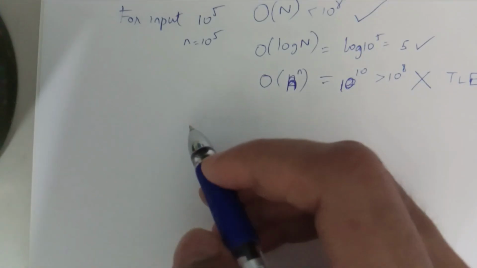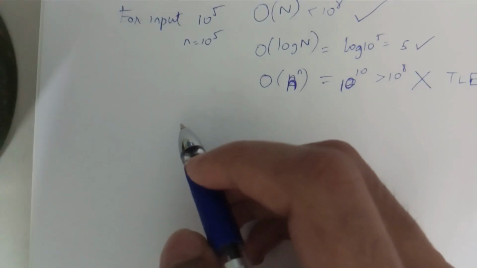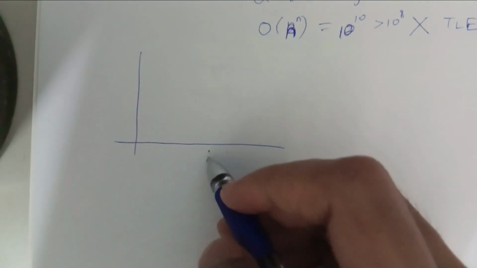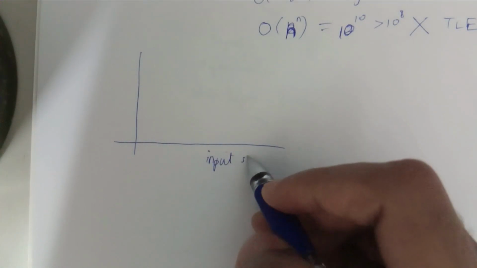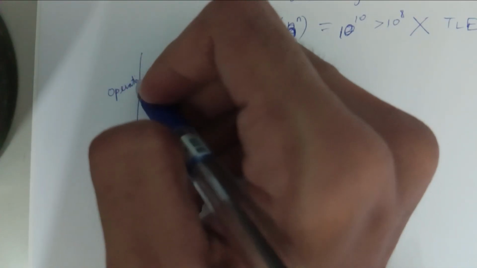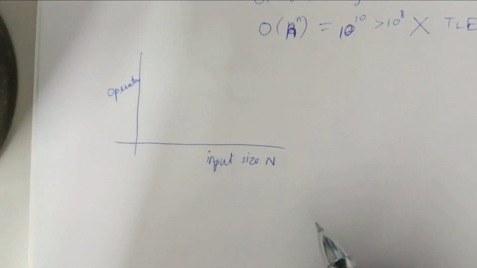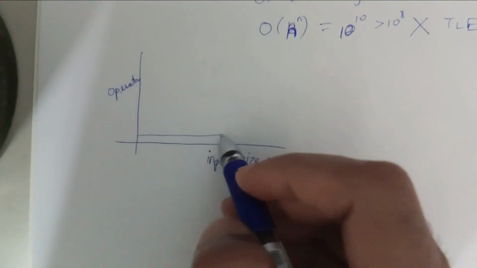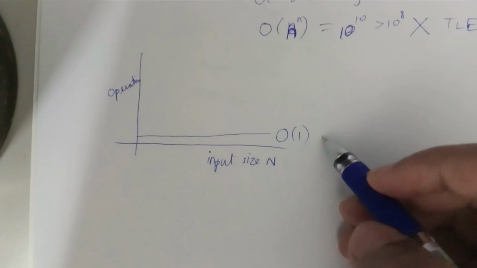So we have different types of time complexities, like here we have a graph. Let's draw this graph. On the x-axis we have the input size or the n, and on the y-axis we have the number of operations. The number of operations is indirectly the time taken. So the first one is big O of 1, that is constant time.